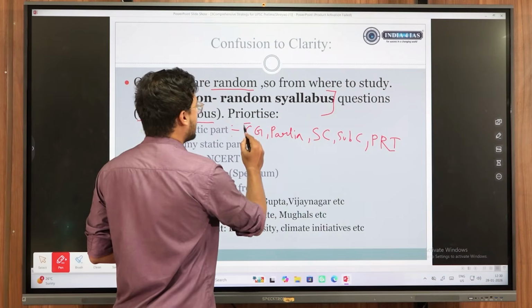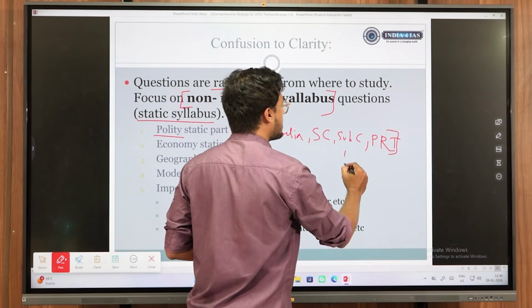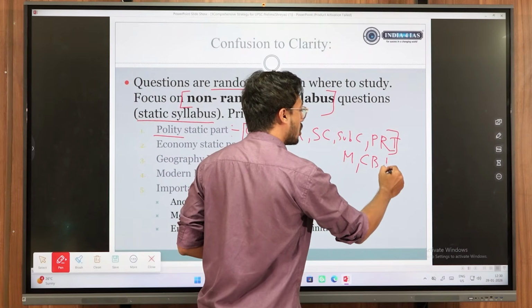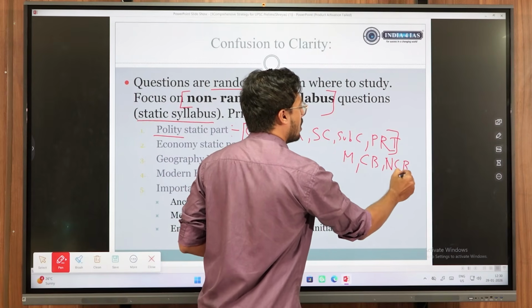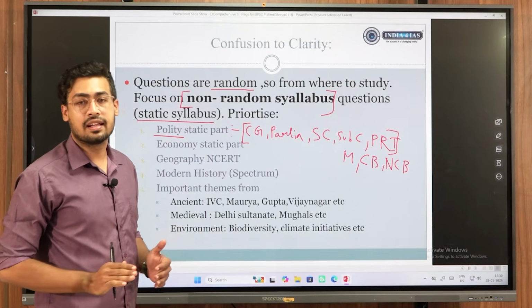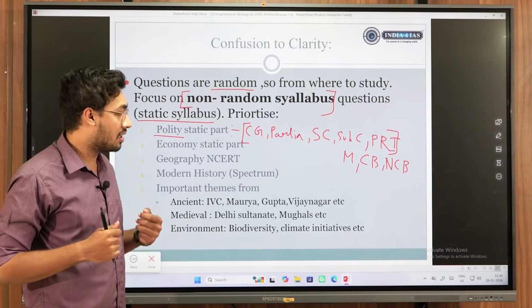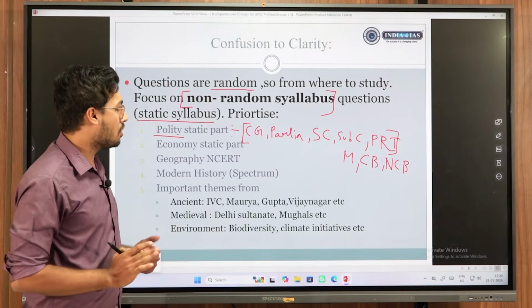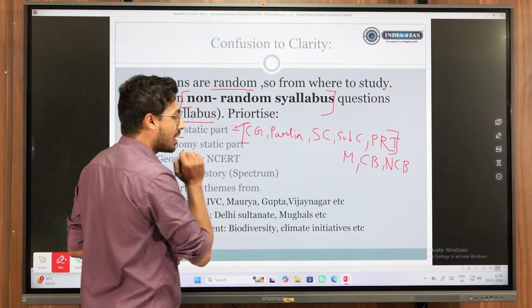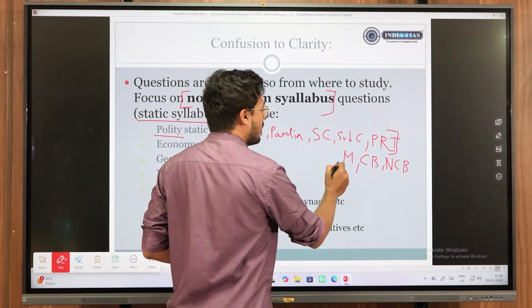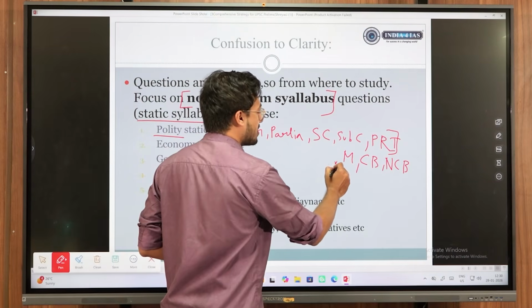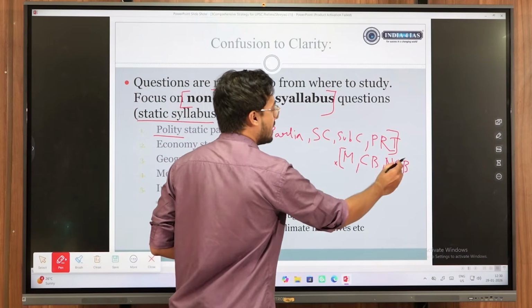In contrast, fewer questions are asked from municipalities, and fewer questions from constitutional bodies or non-constitutional bodies. So we need to prioritize our learning. Time is limited, and our ability to put effort into a particular subject is also limited. So we need to prioritize the static areas where there are more questions, and give lesser importance to areas where fewer questions have been asked, rather than completely neglecting them.